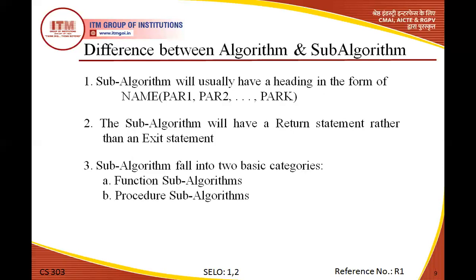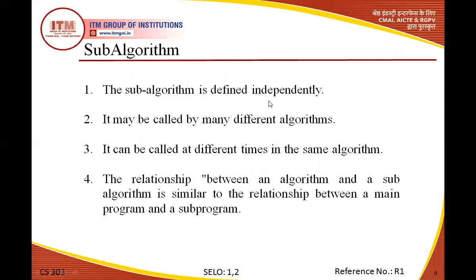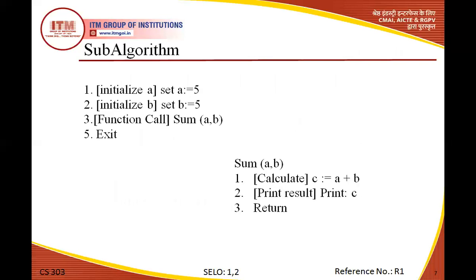So some differences are there. We can see algorithm and sub algorithm. What are the differences? A sub algorithm will usually have a heading in this form. Whenever we define a sub algorithm, you can see the sub algorithm name and then the parameters passed, like you can see in the previous slide. This one is the heading. This is the sub program, the sub algorithm.